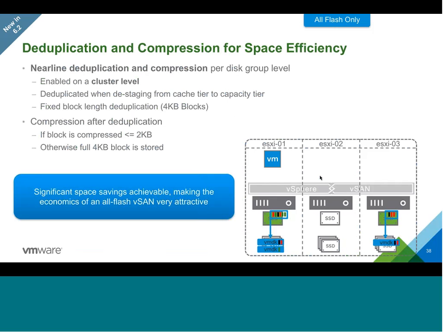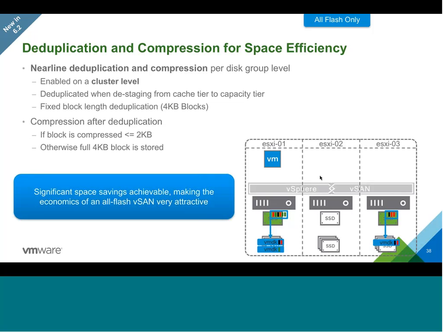I want to save space. How do I do that? So I can apply deduplication and compression for space efficiency. What it does is near-line deduplication. When the data is destaged to the capacity tier, first it's deduped, and the deduplication granularity is 4 KB, and then it's compressed. One thing to keep in mind when compressing.